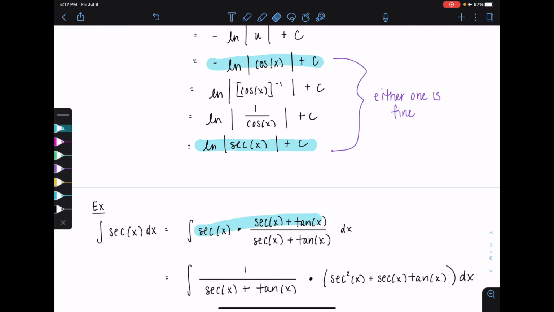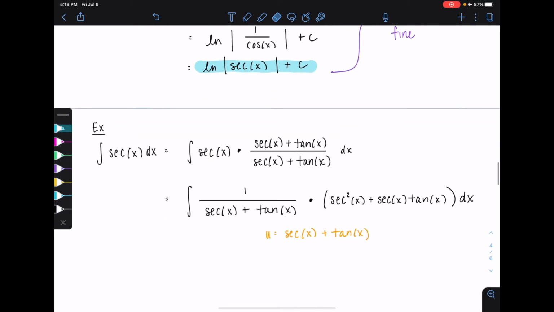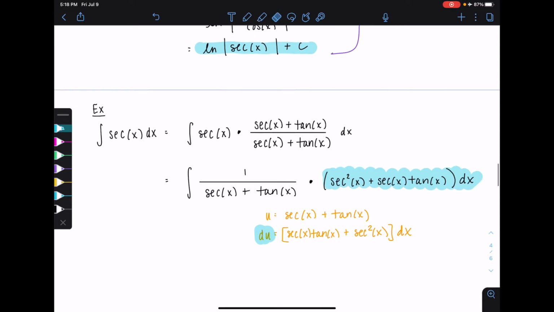And if I distribute that secant, that gives me secant squared of x plus secant of x tangent of x. So if you notice, these are both derivatives that we're used to, and they're the exact derivatives of secant and tangent. So what we've done by introducing this new quantity and rewriting the expression, we can make a u substitution. So I'm going to let u be the thing that's in my denominator. So its derivative is exactly secant times tangent plus secant squared. So this entire thing ends up becoming du. So this substitution makes it super smooth.